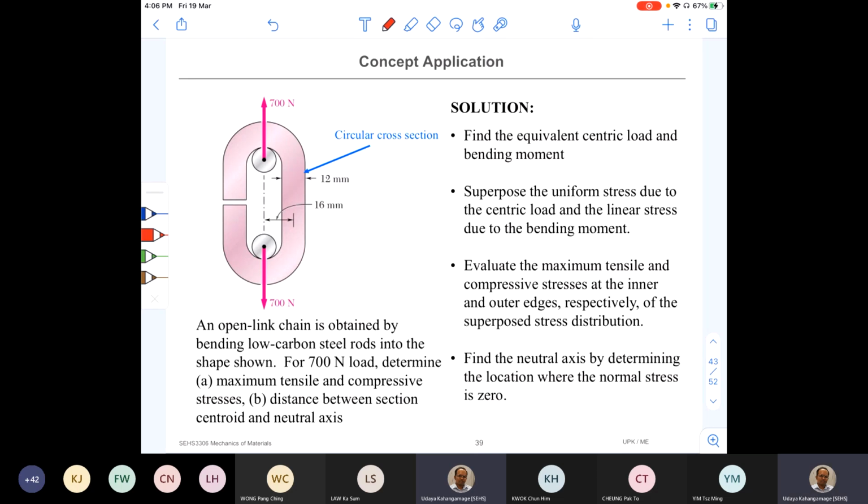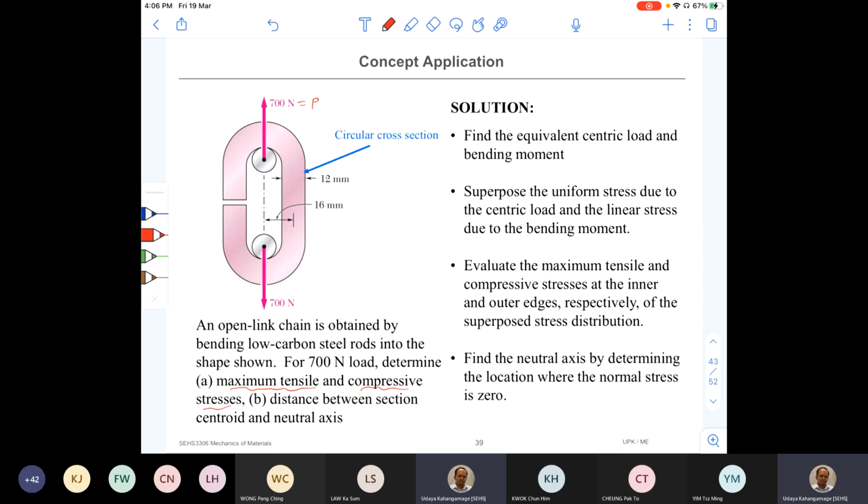Okay, let's read this one together with me. What it says: an open link chain is obtained by bending low carbon steel rods into the shape shown. So this is one link of the chain, for a 700 Newton load. So the load applied here is 700. Determine the maximum tensile and compressive stresses. We know that maximum stress is going to happen on the outer surfaces.